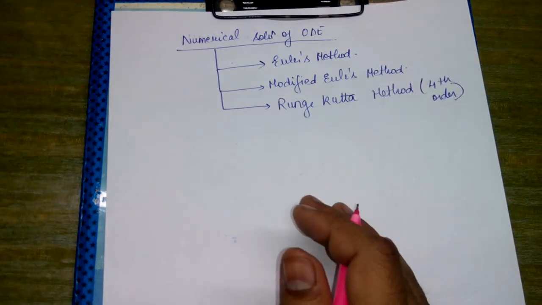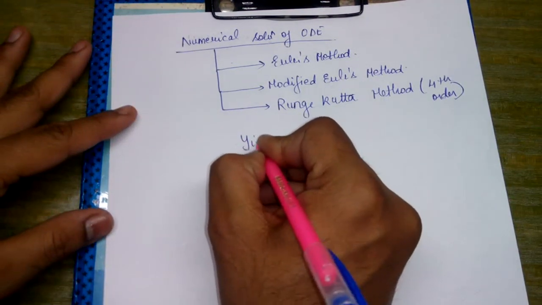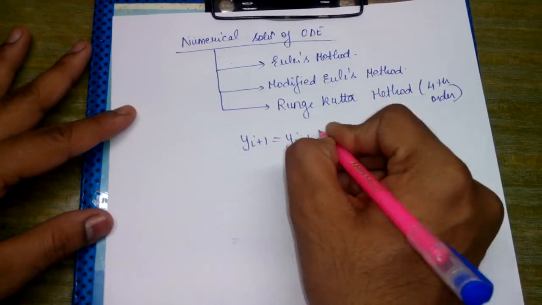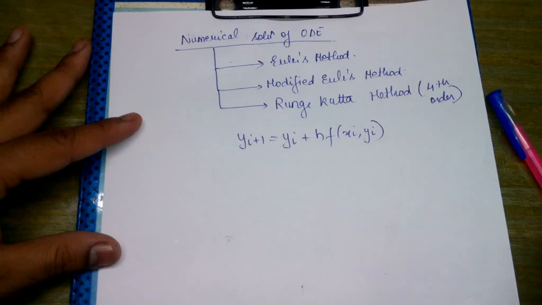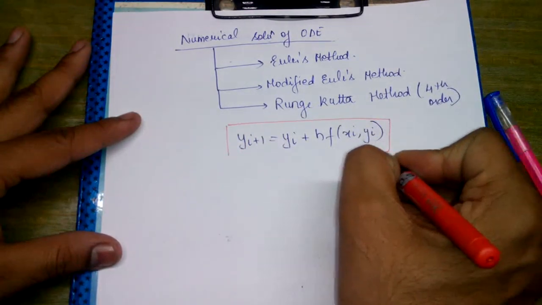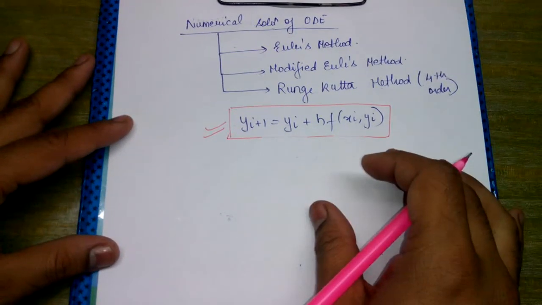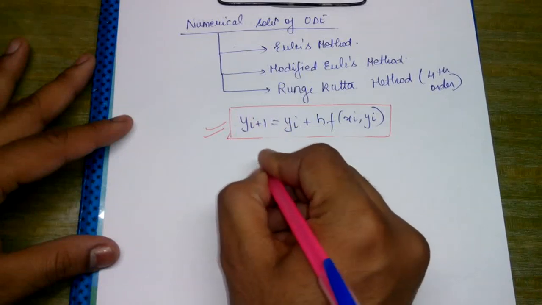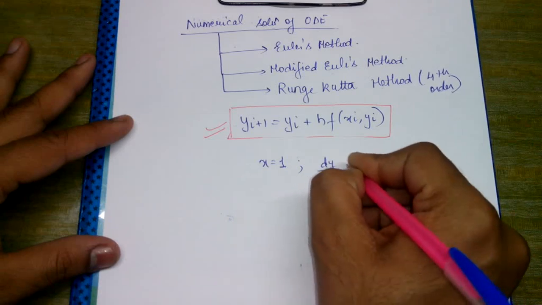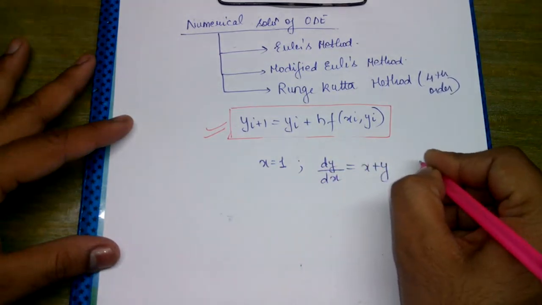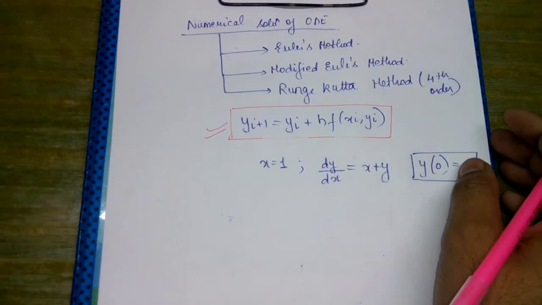Okay, so what we are doing in the Euler's method, I will simply write down the formula, that is y of i plus 1 equals y of i plus h times f of xi comma yi. So this is the general formula for the Euler's method. For example, by using the Euler's method, we have to find the value of y corresponding to x equals 1, given that dy by dx equals x plus y and y equals 1 when x equals 0.